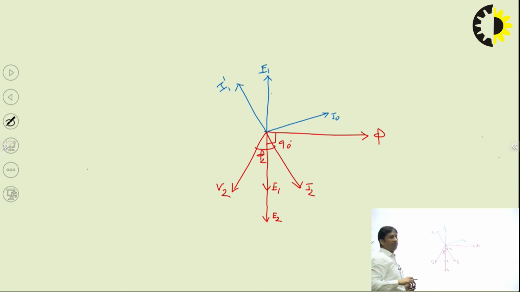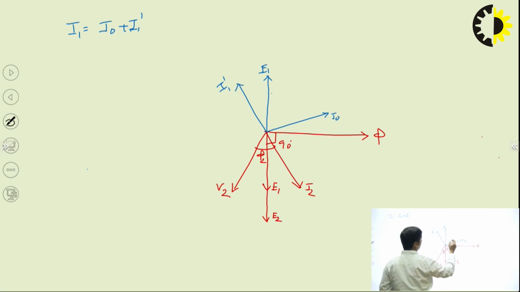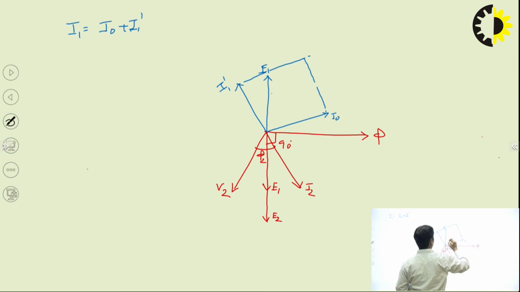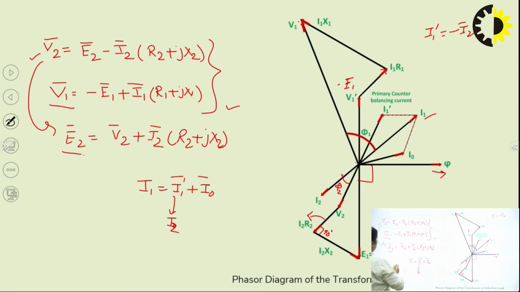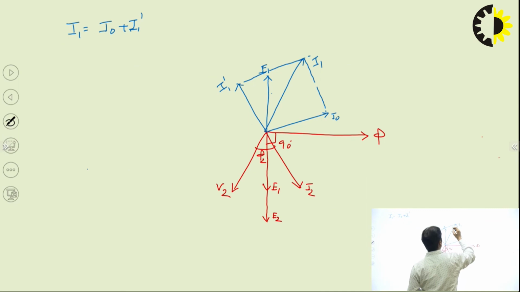Now find first what is the value of current I1. So we know that I1, the primary current, is equal to I0 plus I1 dash. So you can draw the phasor sum of that. So this is my I1. Okay, this is my I1. And now I will calculate the value of V1. So V1 must be equal to how much? Minus E1 plus I1 R1.